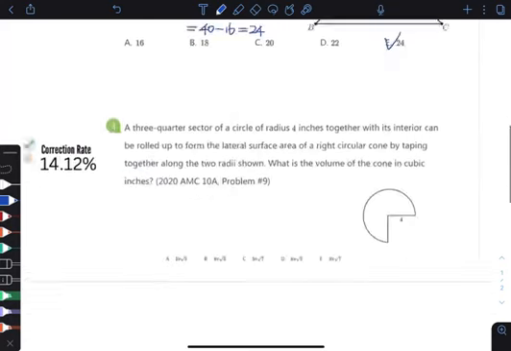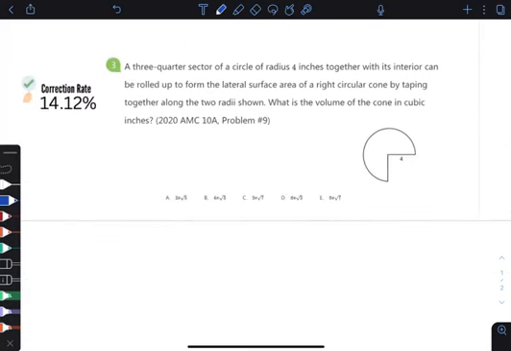Alright, let's go to the last one. A 3/4 sector of a circle of radius 4 inches together with its interior can be rolled up to form a lateral surface area of a right circular cone by taping together along the 2 radii shown. So what is the volume of the cone in cubic inches?